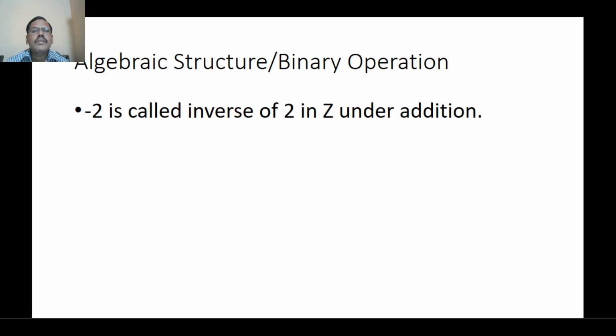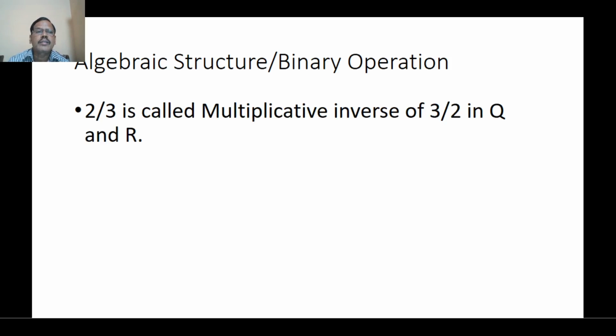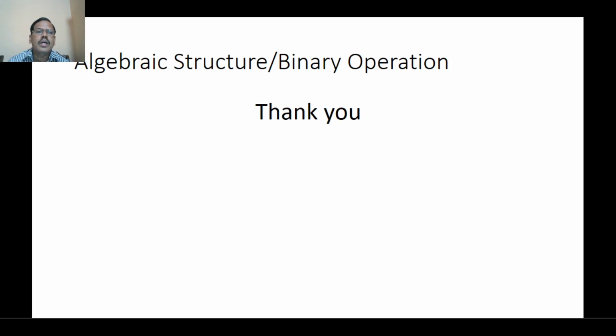Minus 2 is called the inverse of 2 in Z under addition. Minus 10 is called the inverse of 10 in Z under addition. 2 by 3 is called the multiplicative inverse of 3 by 2 in Q and in R. 5 by 3 is called the multiplicative inverse of 3 by 5 in Q and R. So in this way we can observe that binary operation is one of the most important operations in algebraic structures. Thank you.